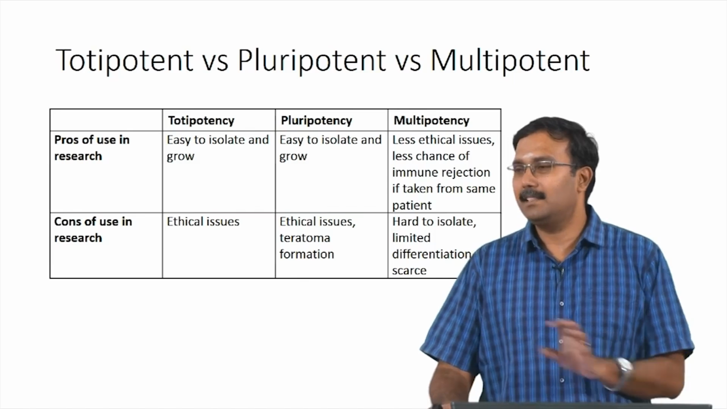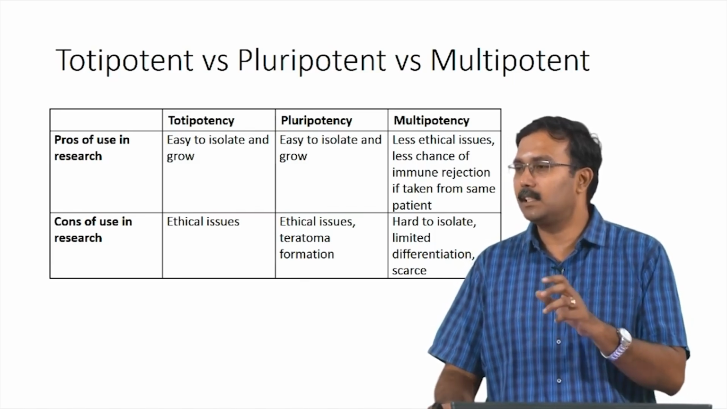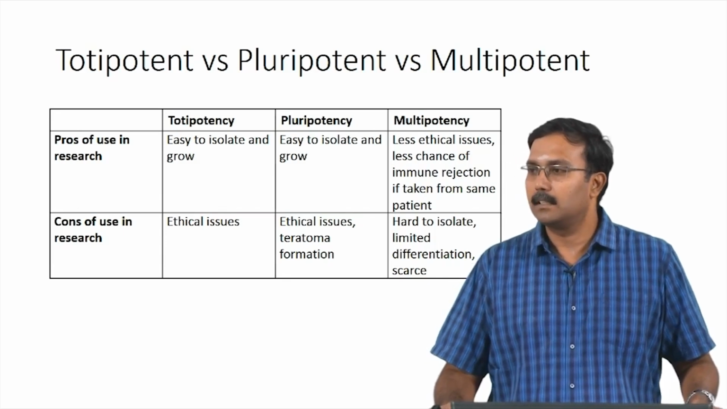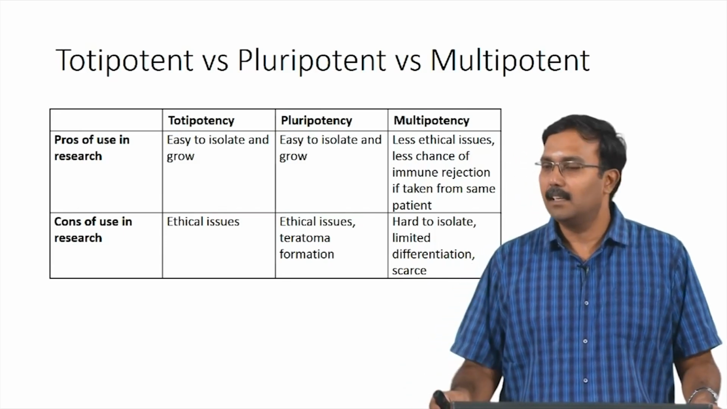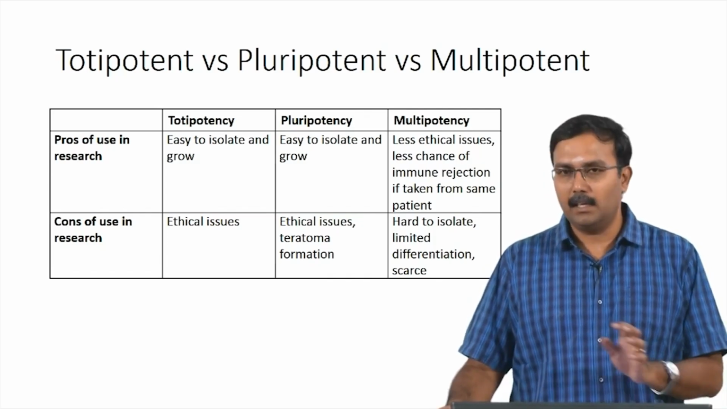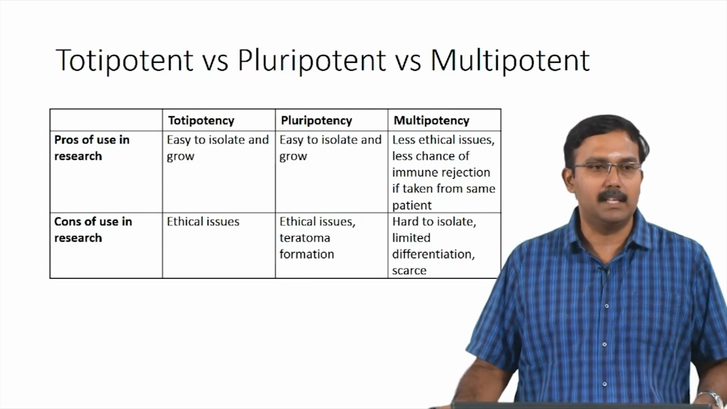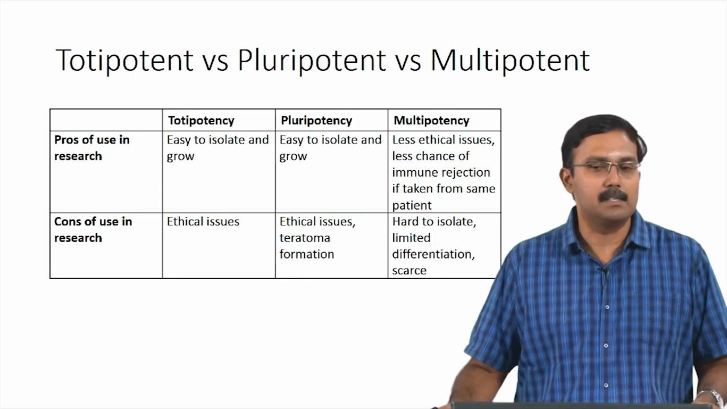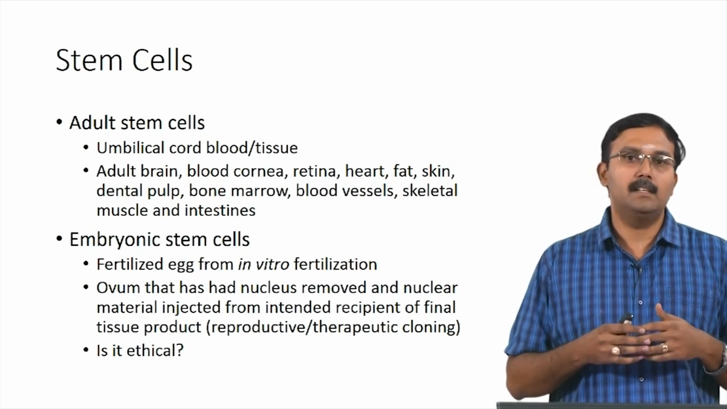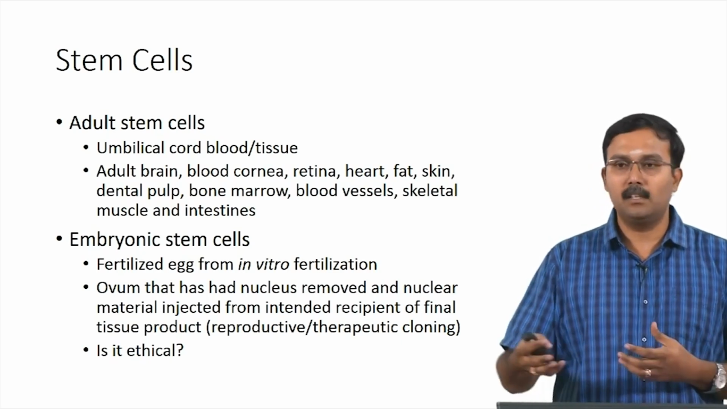So, teratoma is like a cancer tissue which contains tissues from all the three germ layers. It is a problem with embryonic stem cells specifically, and iPSCs may also have the same problem, but people are trying to understand that.